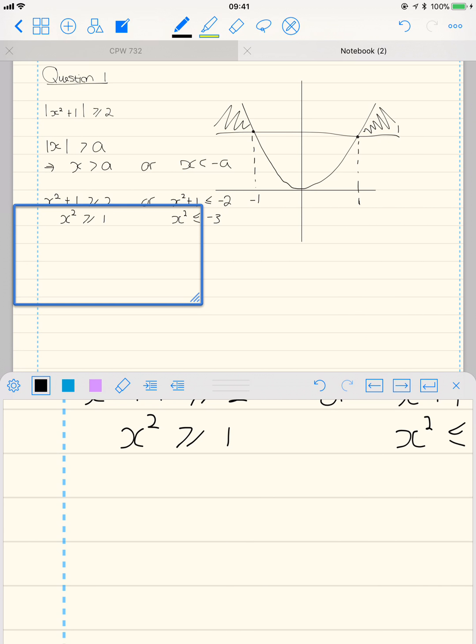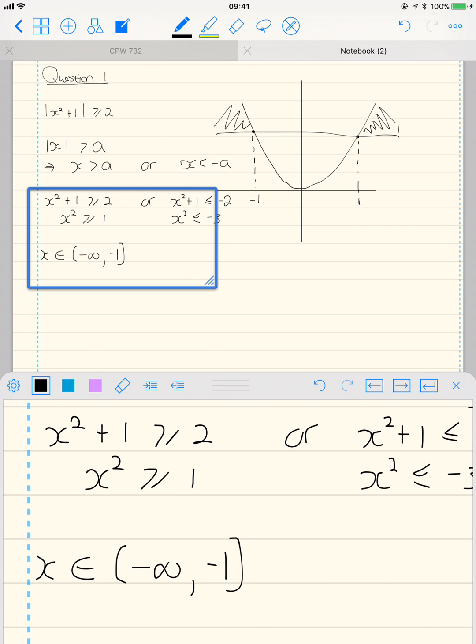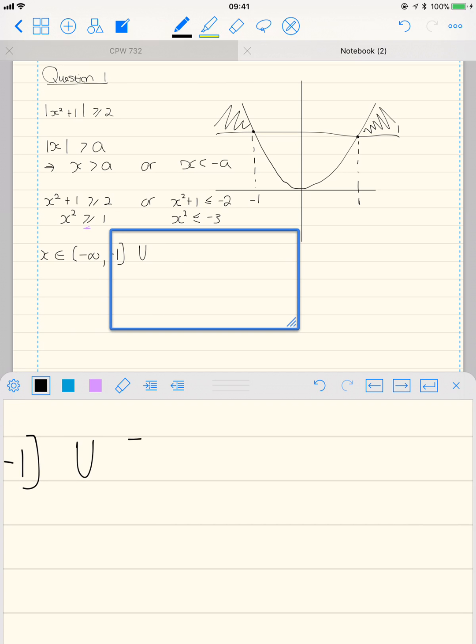So for this part, we have x is an element of minus infinity, when you look at the graph, up to and including minus 1, so a square bracket. We have a square bracket because here we said it is greater or equal to, or including 1 up to infinity. Again, because we said greater or equal to.